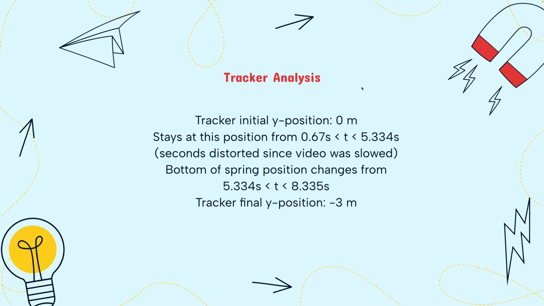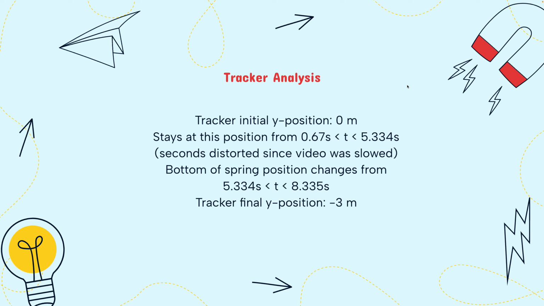So some of the important data that we collected from that video is that, first off, the tracker initial Y position is 0 meters, and it stays at this position from 0.67 seconds to 5.334 seconds. These seconds are just distorted since the video was slowed when we did the frames, so it wasn't really like 5 seconds in between, but it doesn't really matter considering that we used these times also for our computational model as well, so it should have balanced out anyways.